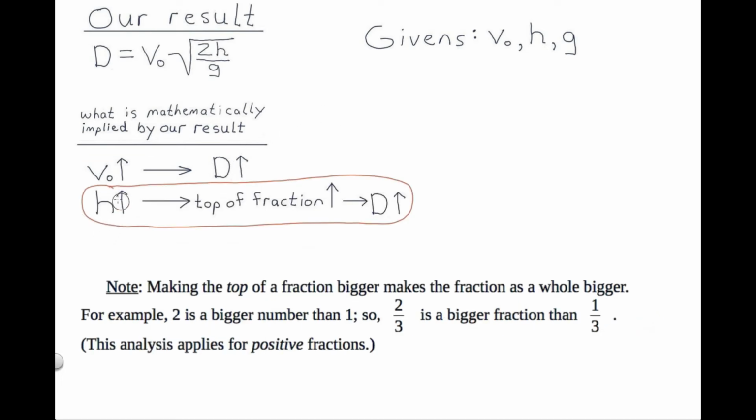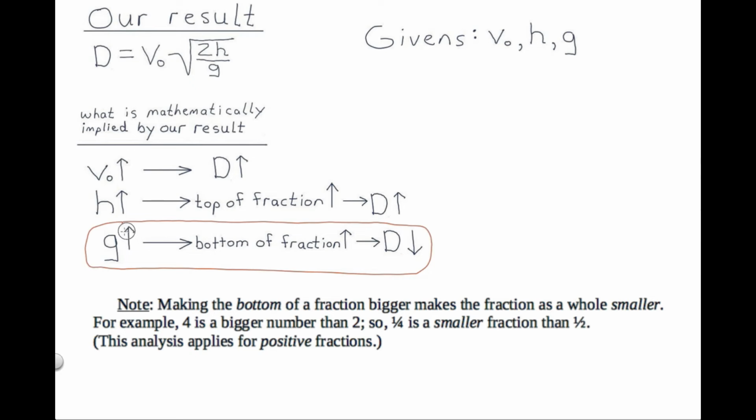What would happen if we increase h while holding the other givens constant? h is on the top of this fraction. So if we increase h, that will increase the top of the fraction. Increasing the top of a fraction makes the fraction as a whole bigger. So this equation implies that increasing h will increase capital D.